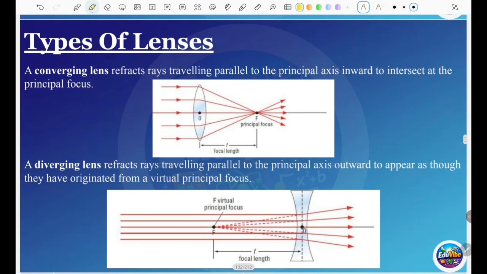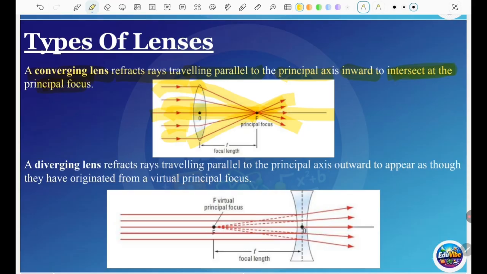There are two types of lenses. As we have two types of mirrors, we have two types of lenses too. The first type is the converging lens, which is more like the concave mirror. A converging lens refracts rays traveling parallel to the principal axis inward, to intersect at the principal focus. The rays go and focus at the same point. You can see the arrows pass through the principal focus, and they intersect at the principal focus.